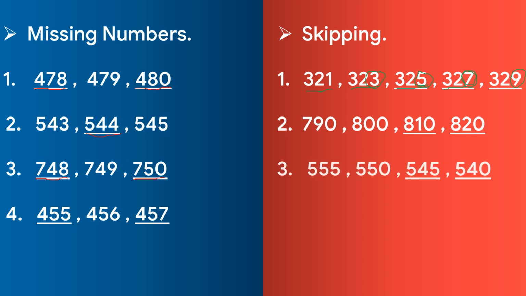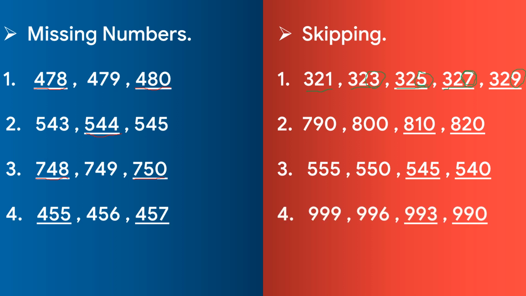Again see the next one, 790 and 800. Is it forward or backward? It's forward. And by how many? It is forward by 10. So you have to add 10 to 800. So 800 plus 10 is 810, and 810 plus 10 is 820. In this series you skip forward by 10.